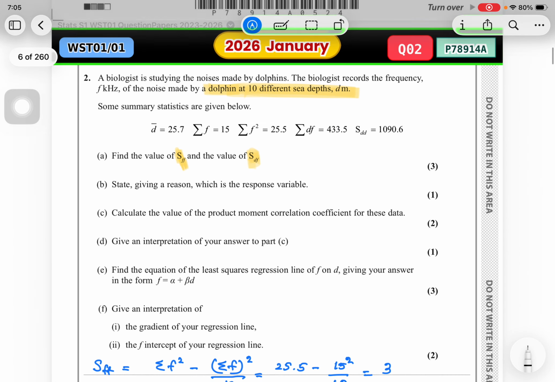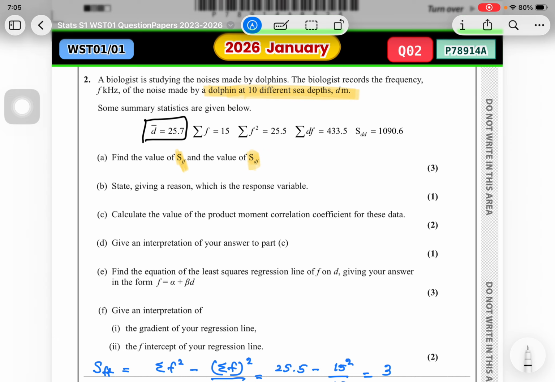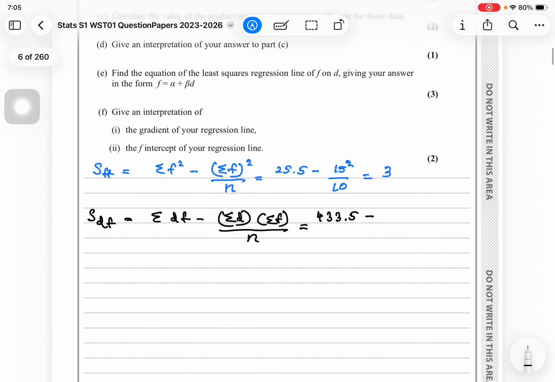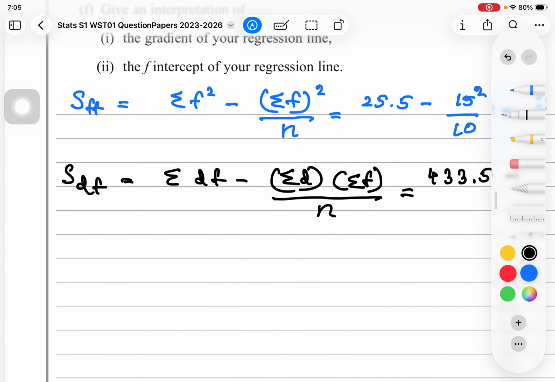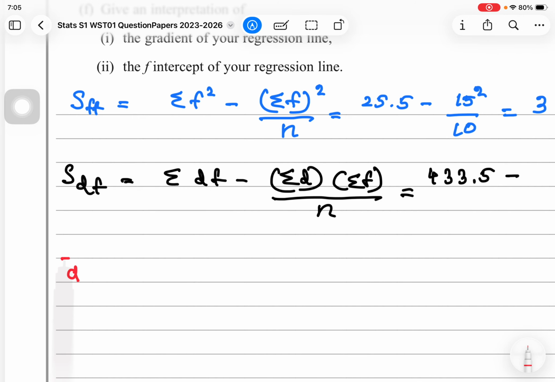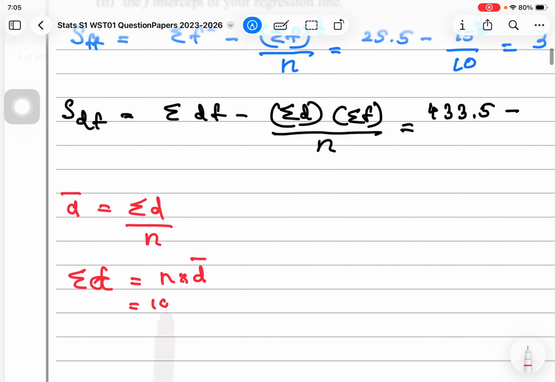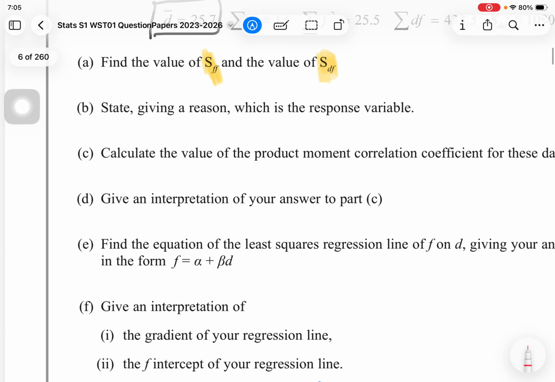To get the sigma d, we have this information, because we know d bar. The d bar is taken by sigma d divided by n. So if we want to get the sigma d, what we can do is n times d bar. In this question, that would be 10 times d bar, which is 25.7.